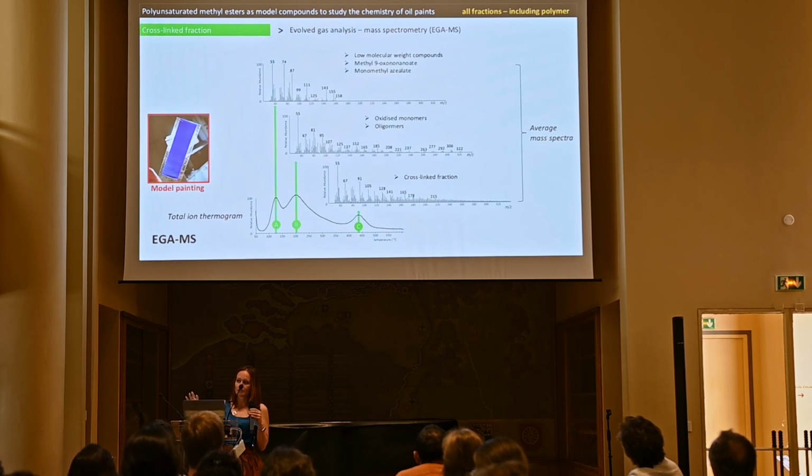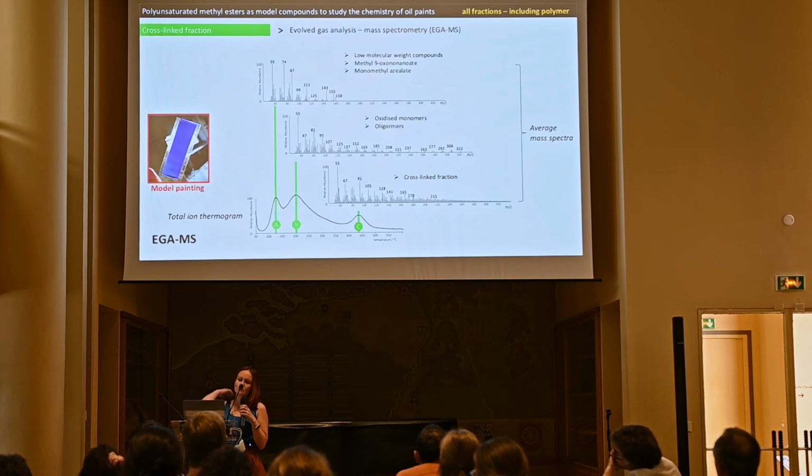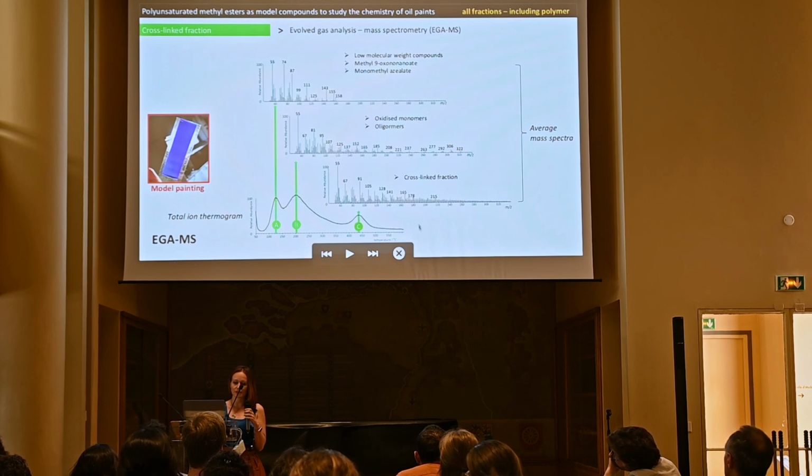Finally, we had a look at the whole paint layer, from the volatile to the cross-link fraction, using analytical pyrolysis. In this case, we used evolved gas analysis. What you obtain is something like this.